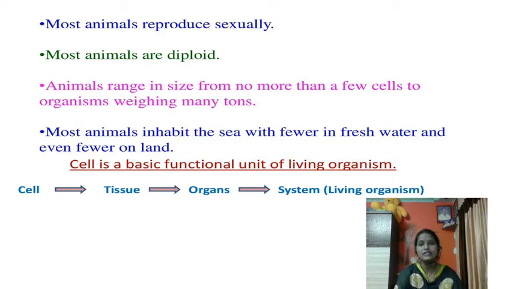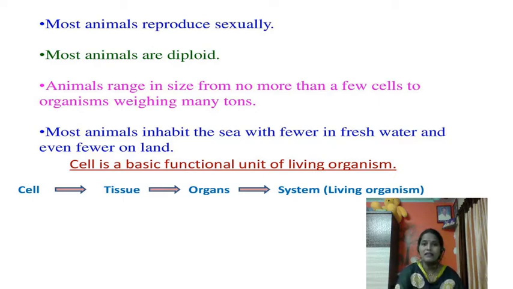Animals range in size from no more than a few cells to organisms weighing many tons. The largest animal on the earth is the blue whale, and there are certain organisms which are not visible to the eyes, made up of a single cell. Most animals inhabit the sea, with fewer in fresh water and very few living on land.